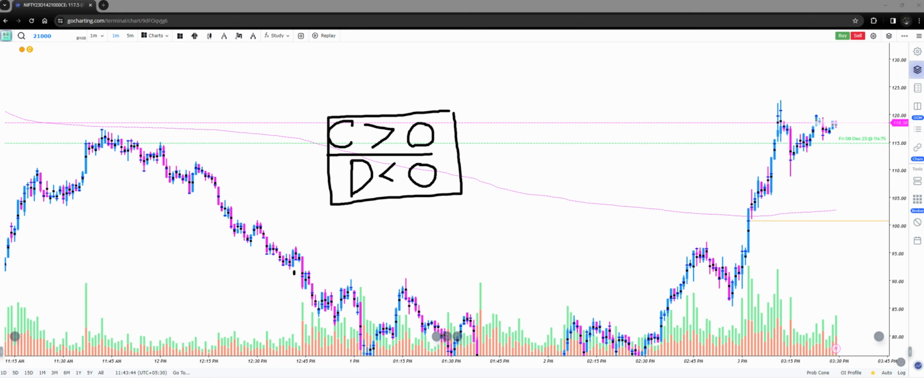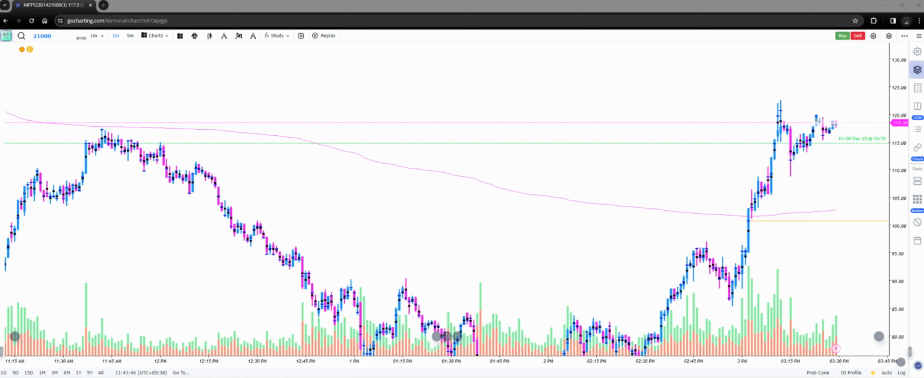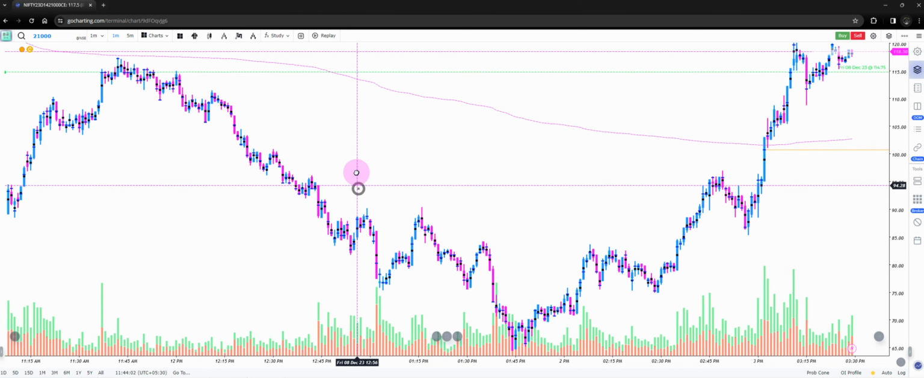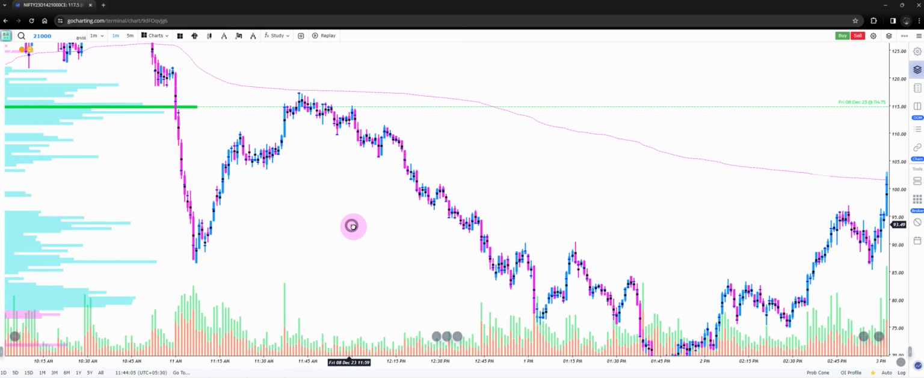The opposite is also true. You can have a delta divergence wherein the close is less than the open, so you have a red bar in a sense, but the delta is greater than zero. Now, having said that, it is not so easy to just find delta divergences and trade. They have to be at important points.